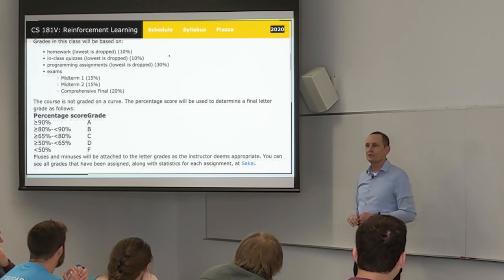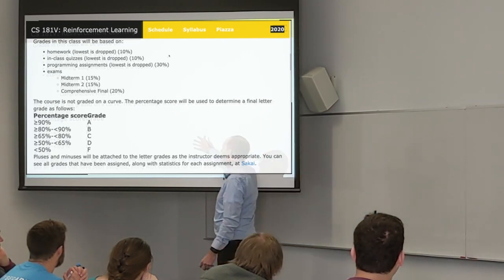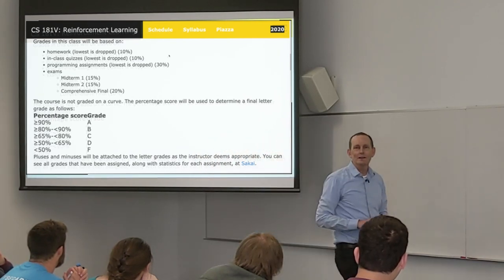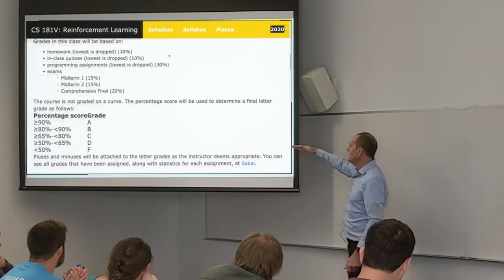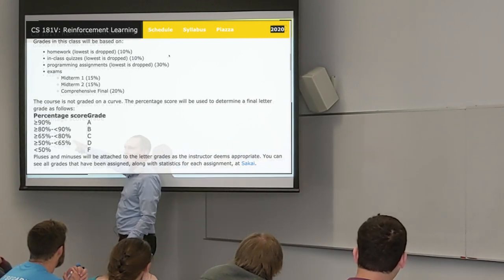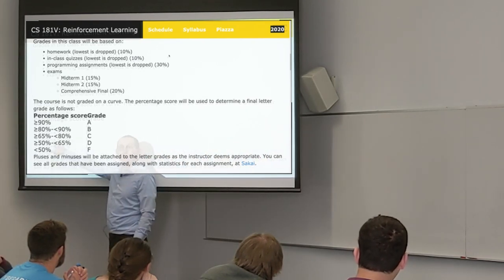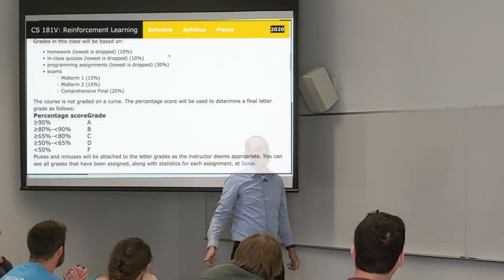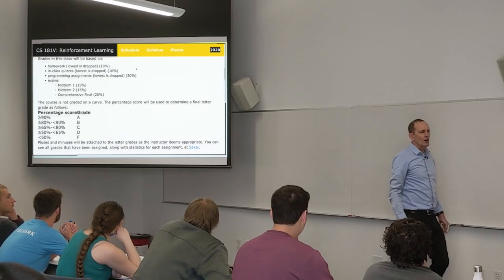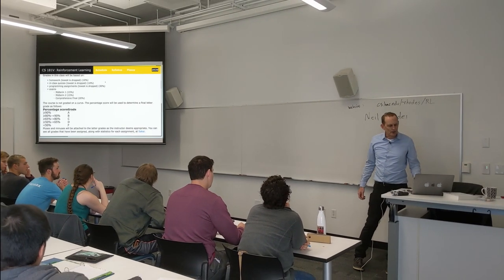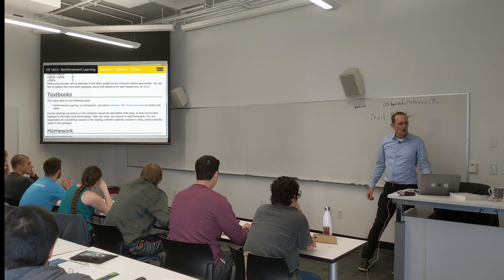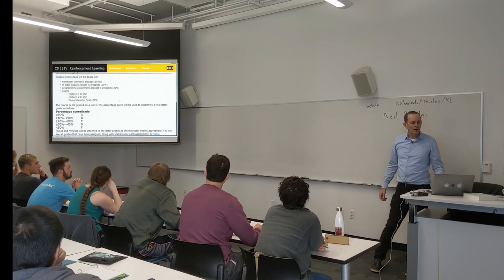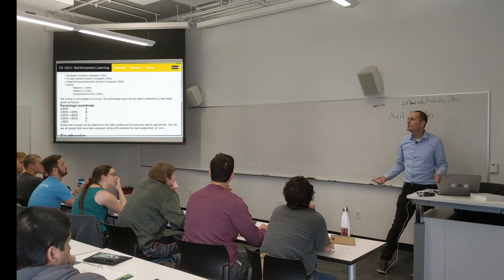The course isn't graded on a curve. These are basically the percentages I'm looking at for grades. Pluses and minuses get thrown in as appropriate. I reserve the right to decrease these percentages here. That is, give A's, let's say, something less than 90%, but I will not increase them. And all of the grades are on Sakai. All the homeworks are on Gradescope.